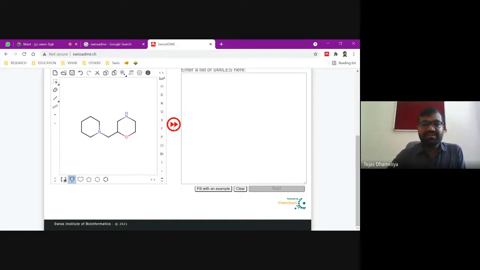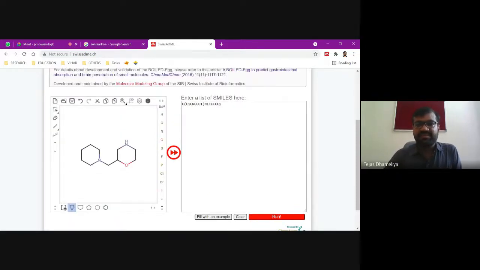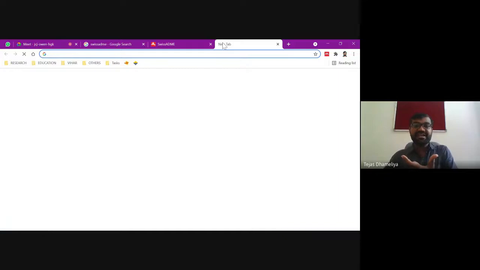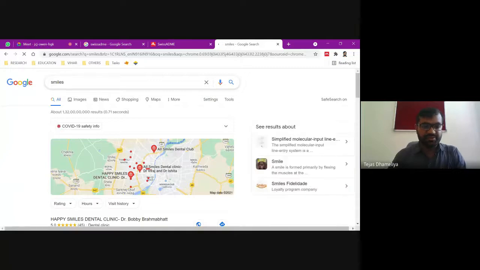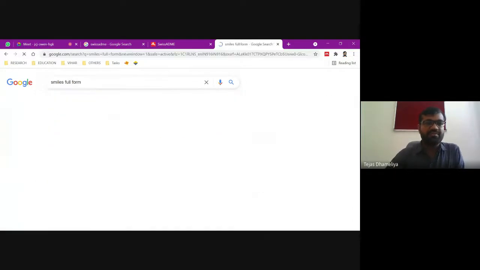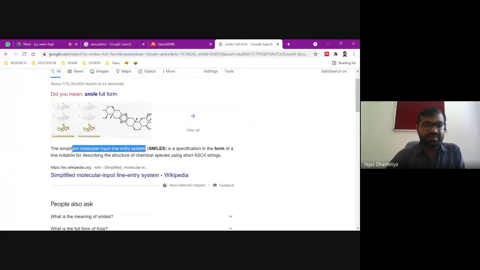Now you click on this button so that it will transfer your sketched structure, your open structure, into SMILES. You can see this SMILES is there. This is actually a kind of representation, a kind of linear formula, a kind of schematic molecular structure. It's not like the smile which we are smiling, but it has a full name. I can show it to you. If you search on Google for SMILES full form, you will see it is the simplified molecular input line entry system.